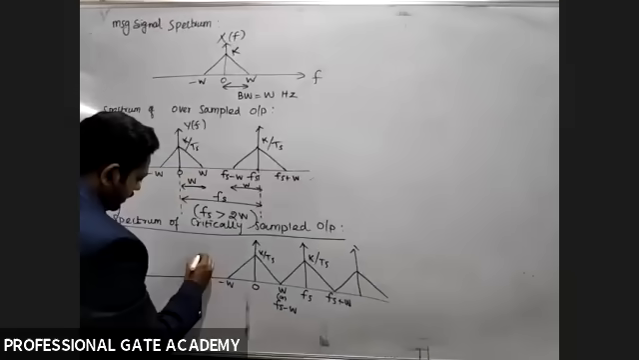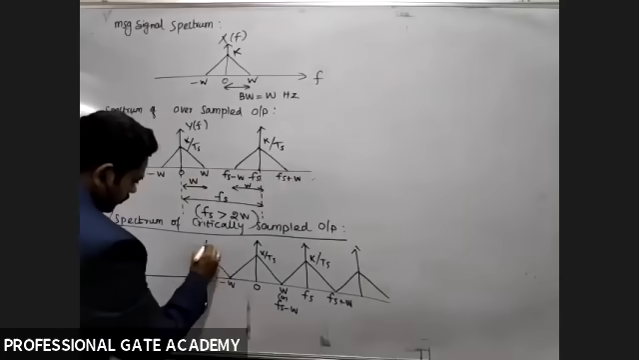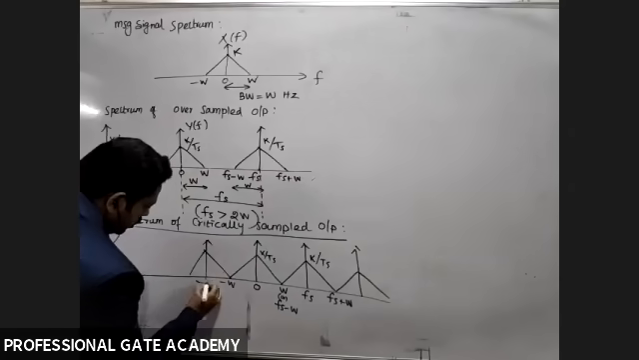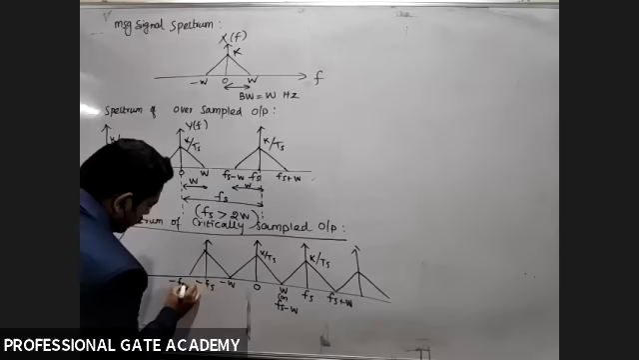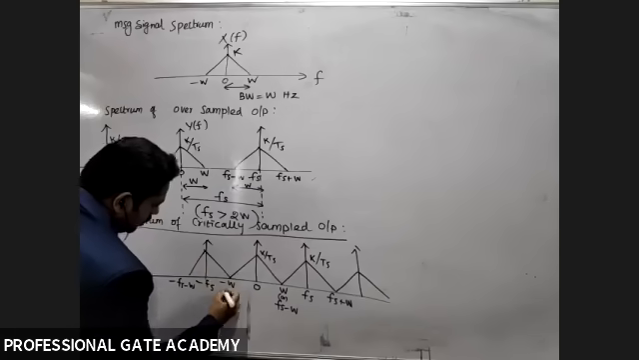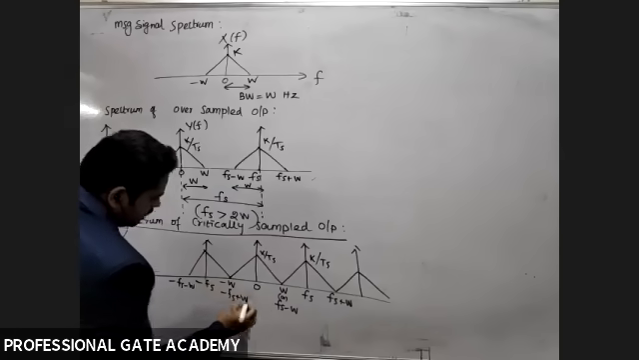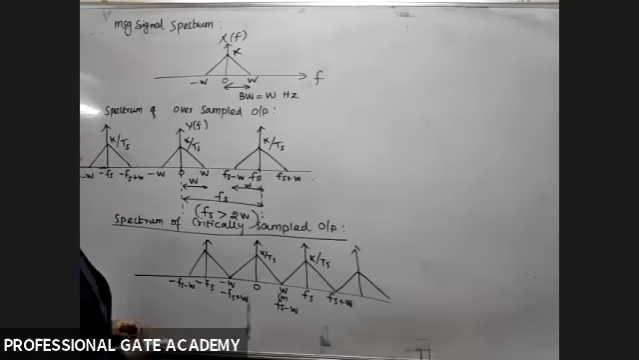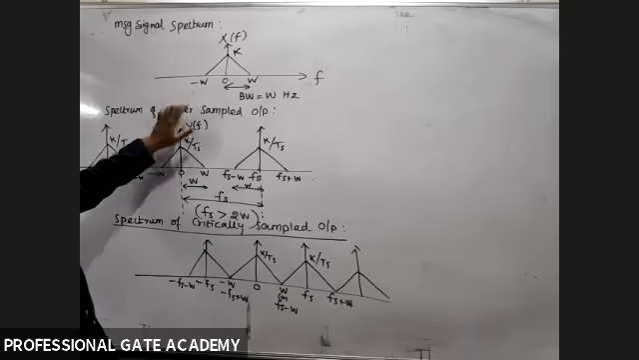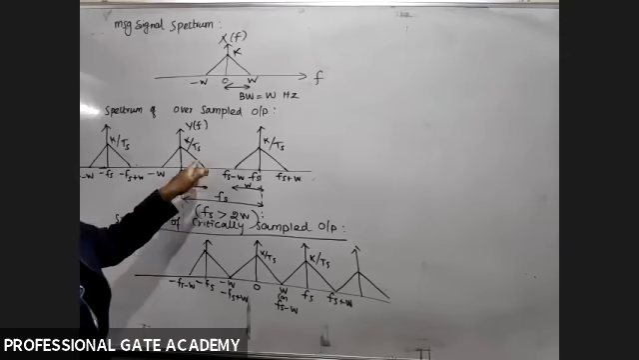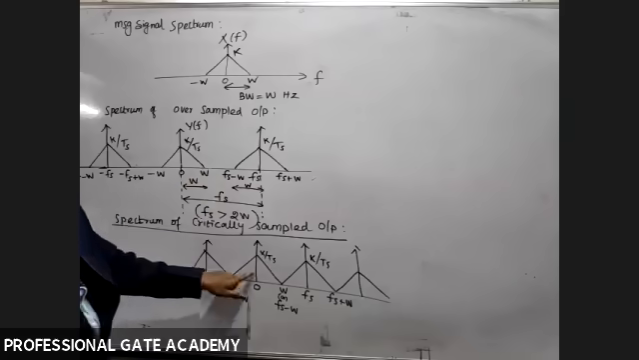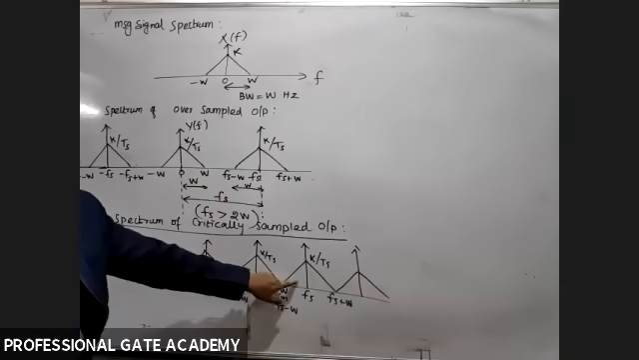So now next, this is minus Fs, this is minus Fs minus W, this is minus Fs plus W, like that. So listen, in oversampled output, there is a band gap between adjacent spectral components, but in critically sampled output, there is no gap between adjacent spectral components.